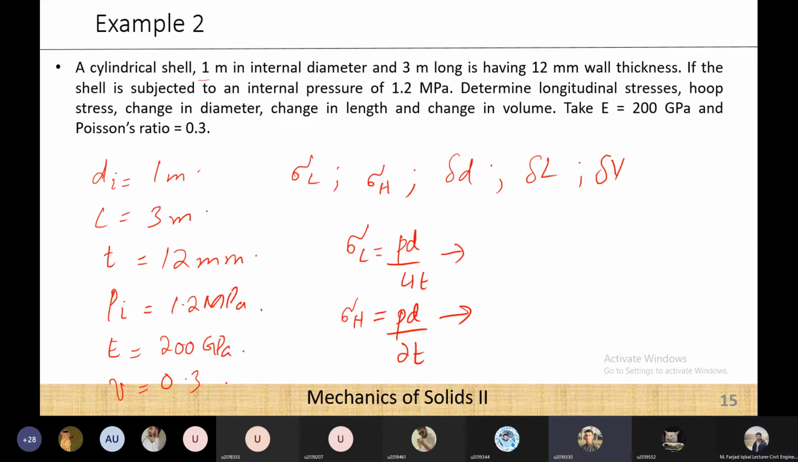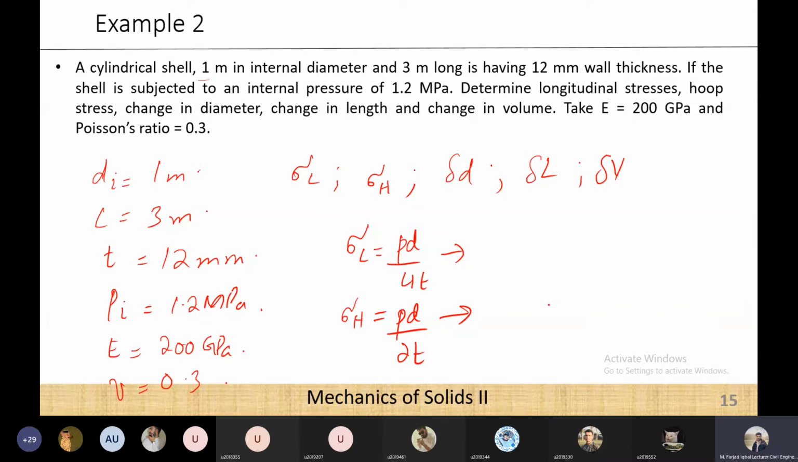Sir, 50 megapascal. For longitudinal stress, no, sir. For this hoop stress. Hoop stress. Anyone else? I think your answer is correct.